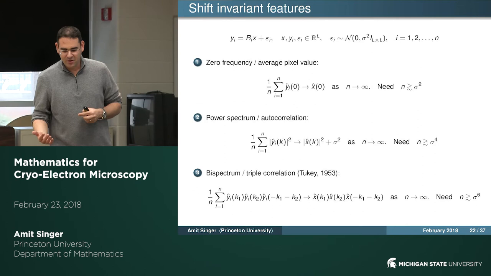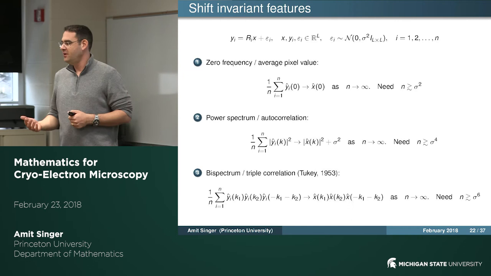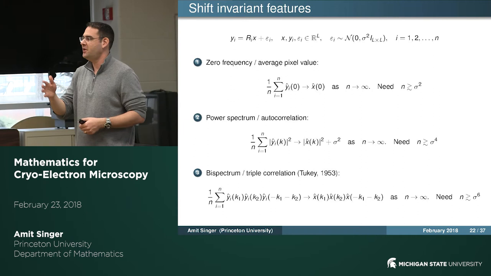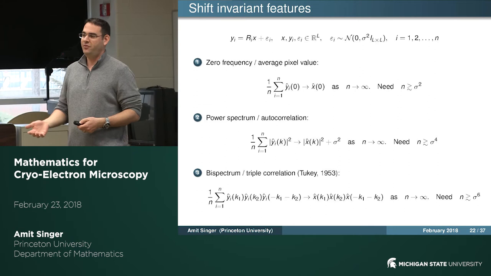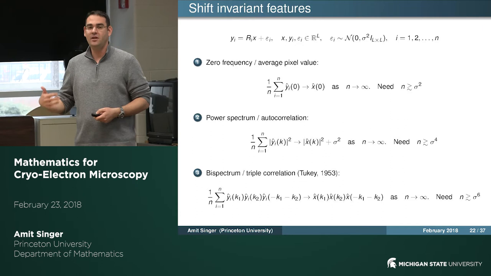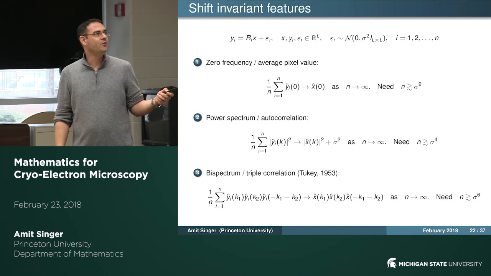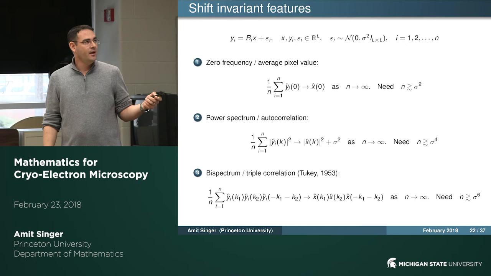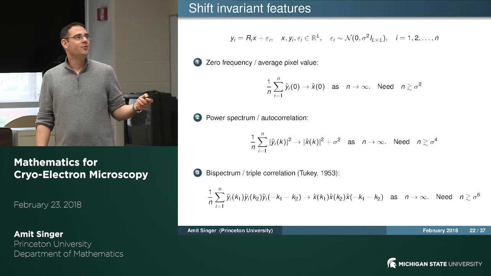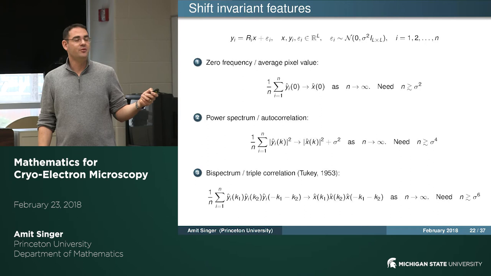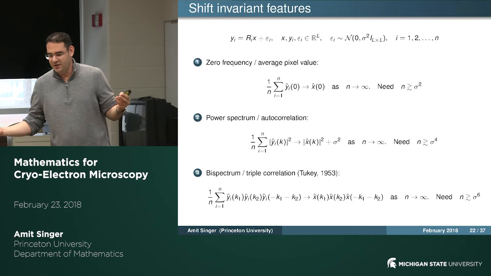So what features can we construct that will be invariant to shift? One feature is just the average pixel value. If we look at the average pixel value, that's the total sum of all the pixel values, this will be invariant to the shift. In the language of the Fourier transform, this corresponds to looking at the zero frequency, the DC term. So Y hat denotes the Fourier transform, and if we average the DC component of all signals, we know by the law of large numbers it's going to converge to the DC term of the clean signal. And by the central limit theorem, we need the number of signals to be greater than sigma squared, because the variance of this estimate would go like sigma squared over n. So that's very nice, that we can estimate one feature.